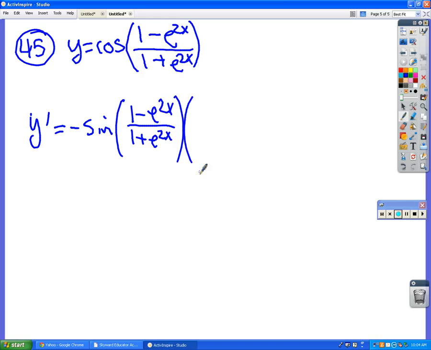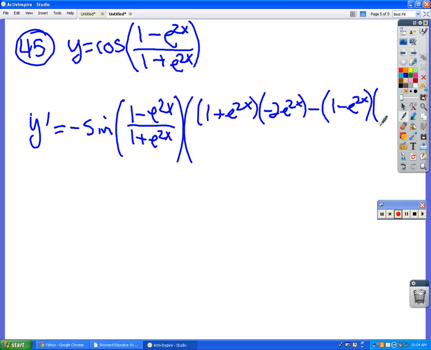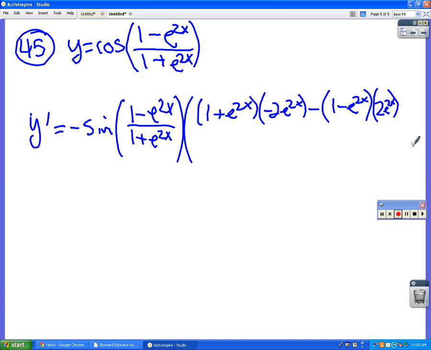So I'm going to go low, d high. What's the derivative of 1 minus e to the 2x? Good. Negative 2e to the 2x. Minus, so we did low d high minus high, which is 1 minus e to the 2x, d low. What's the derivative of 1 plus e to the 2x? This isn't a big deal, I think. Over the square of what's below.